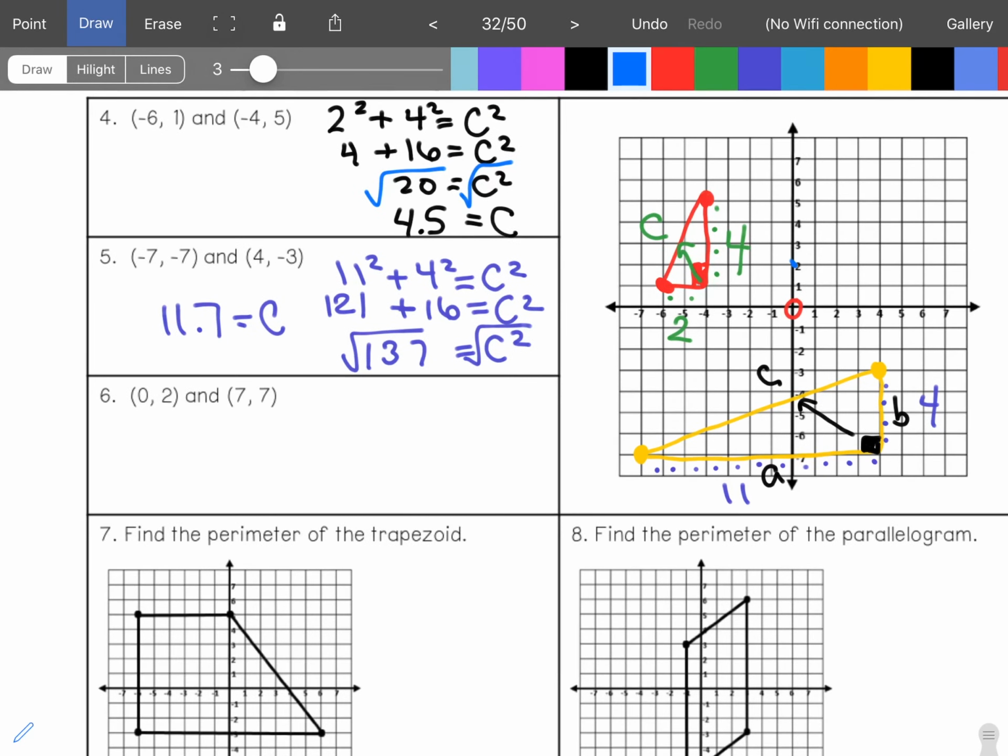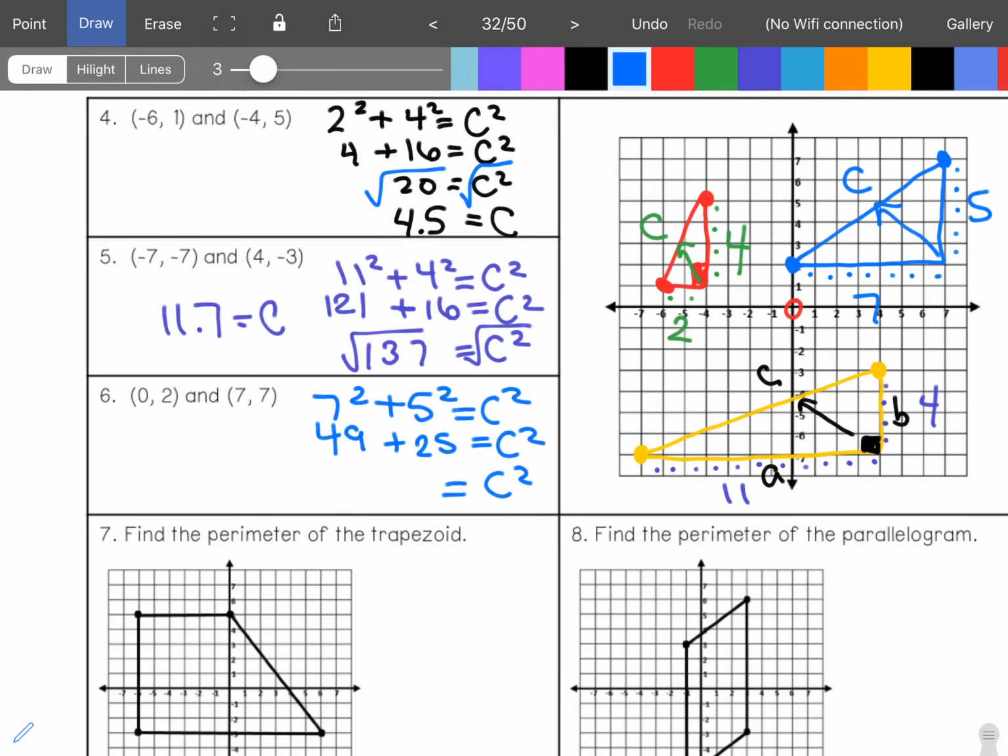Okay, if you did that, hopefully you plotted your points here at 0, 2, and 7, 7. That's up there in quadrant 1. Your right triangle should look like this. Your C should be here. 5, 6, 7. Your base is 7. Your height is 5. So your work looks like this. When you square root, you should have gotten that C was 8.6.